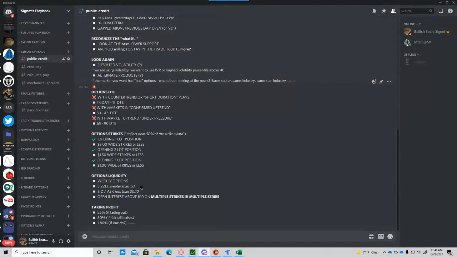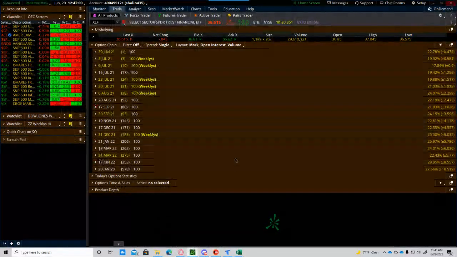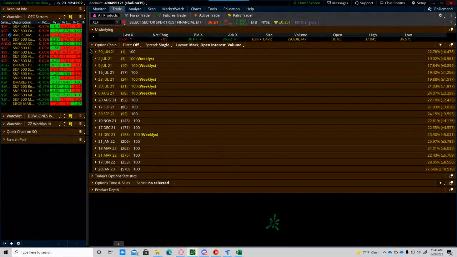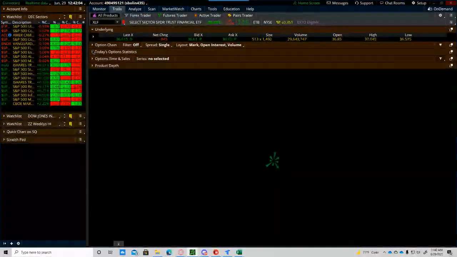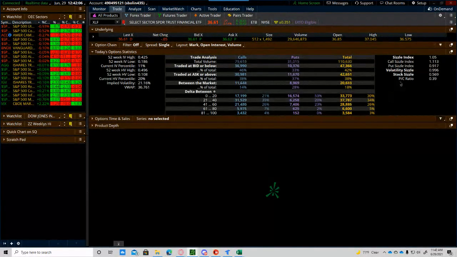Other things that you can do to find liquidity is search for Sizzle. Now, Sizzle is just a thinkorswim phrase. It doesn't exist on any other platform because they invented it. And it basically means 5-day average. So when you're looking at the call Sizzle, you're looking at the average 5-day call volume. If it's greater than 1, then it's greater than its 5-day average volume.